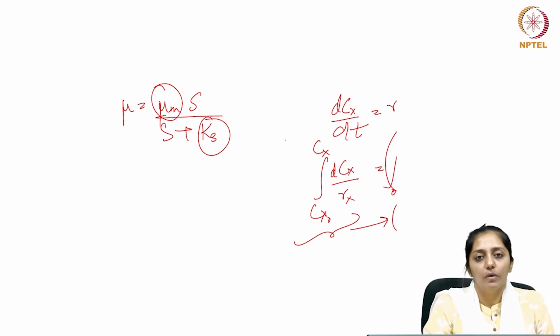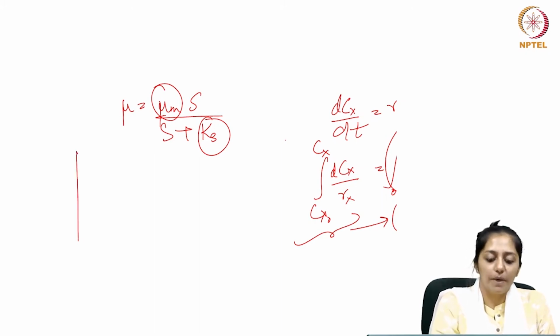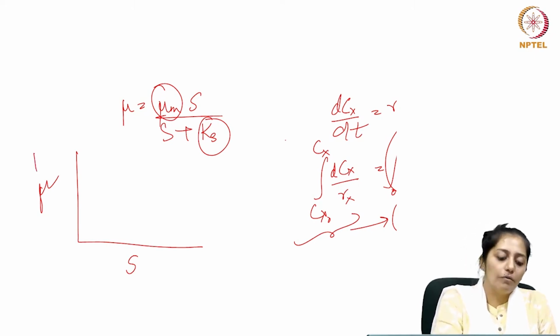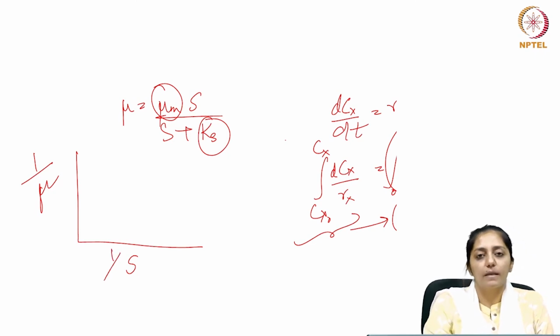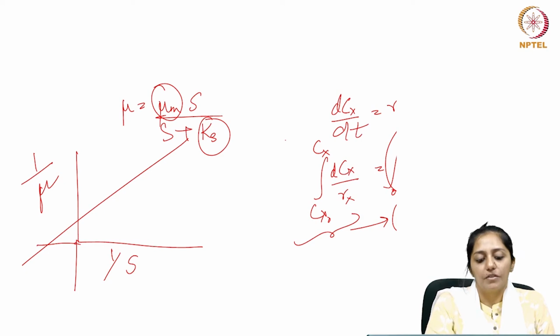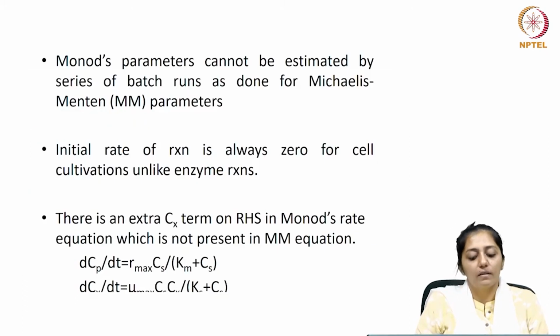So if you do a rearrangement, or you do some experiments where you collect the specific growth rate values at different substrate concentrations, and you make a plot of 1 by mu versus 1 by S, then you will get an inclined straight line, which we call the Lineweaver-Burke plot.